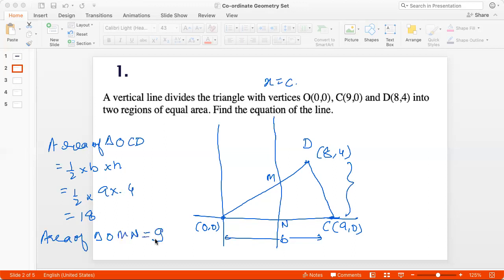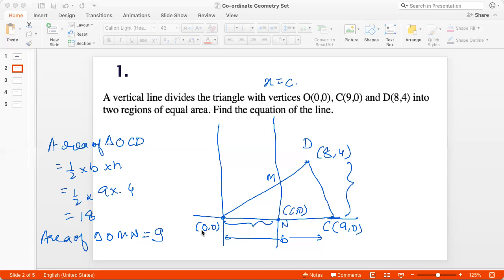should be 9, because the area of OMN and the figure to the right, NMDC, they are equal. Each of them is half. So then OMN should have an area of 9, because the big triangle ODC has an area of 18. Now, how can I find the area? Obviously, if this line is x equal to c, then this point will be c, 0, which means this distance is c, right? So I already know the base of this triangle. To find the height, I need to find the coordinates of M, right?